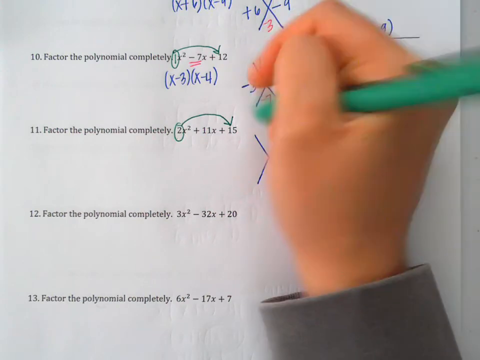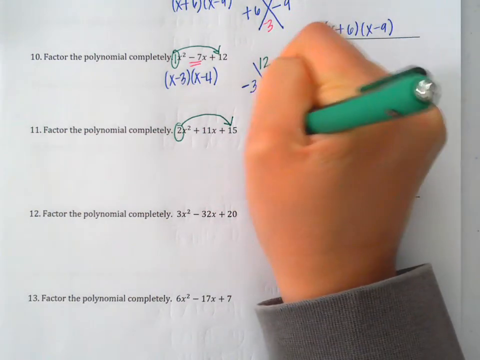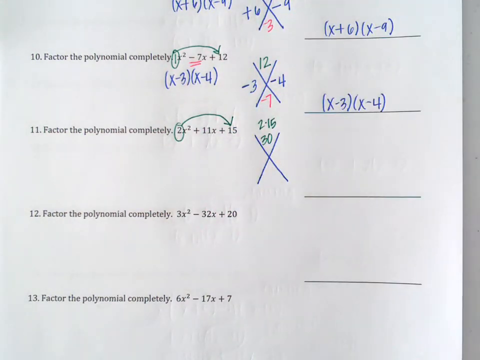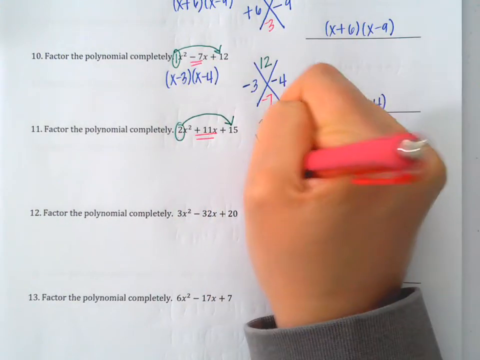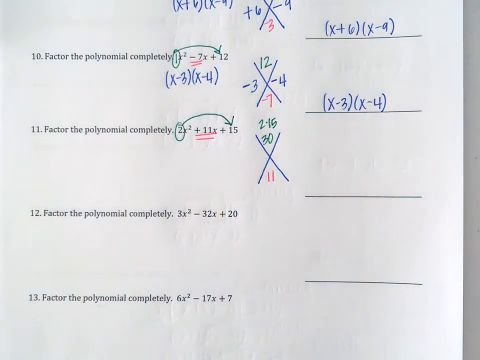2 times 15 is 30, and then my B term is 11. So I'm thinking of what two numbers multiply together to get me 30 and add to get me 11.